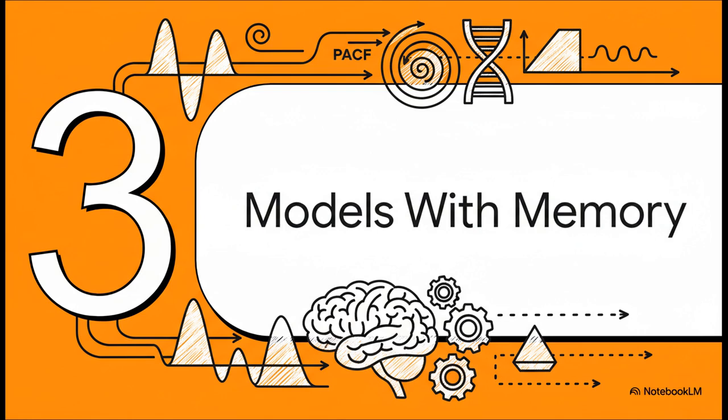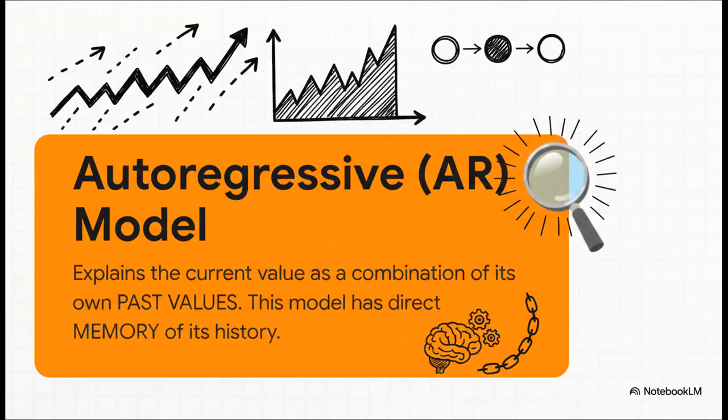Well, by looking at the specific shapes of the ACF and PACF plots, we can figure out which type of model is the best fit for our data. You can think of these as models with different kinds of memory. First up, we have the autoregressive model, or AR. This model works on the assumption that the current value is just a direct function of its own past values. It's basically like saying today's stock price is, say, 70% of yesterday's price plus a little bit of random noise. This is a model with a direct, explicit memory of its own history.